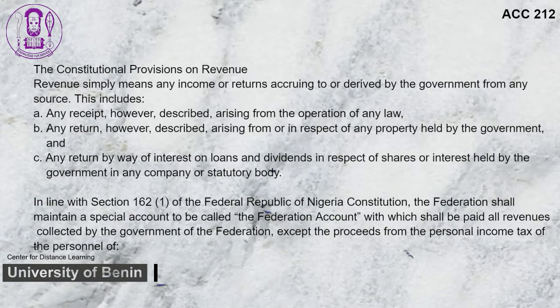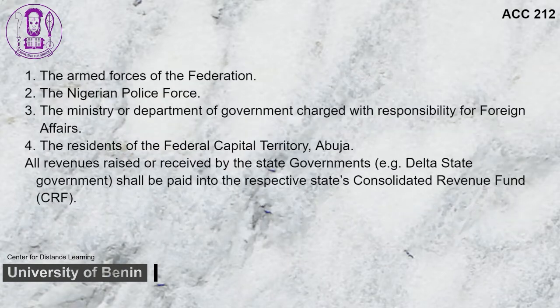In line with Section 162(1) of the Federal Republic of Nigeria Constitution, the Federation shall maintain a special account to be called the Federation Account, with which shall be paid all revenues collected by the government of the Federation, except the proceeds from the personal income tax of the personnel of 1. The Armed Forces of the Federation. 2. The Nigerian Police Force. 3. The Ministry or Department of Government charged with responsibility for foreign affairs. 4. The residents of the Federal Capital Territory, Abuja.